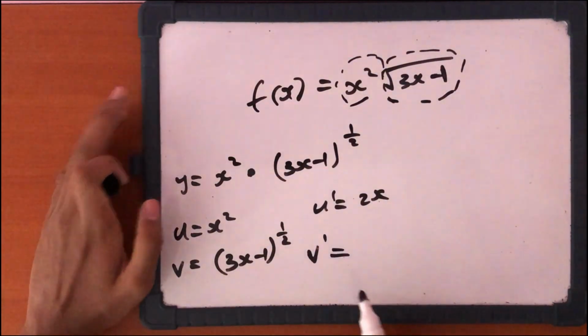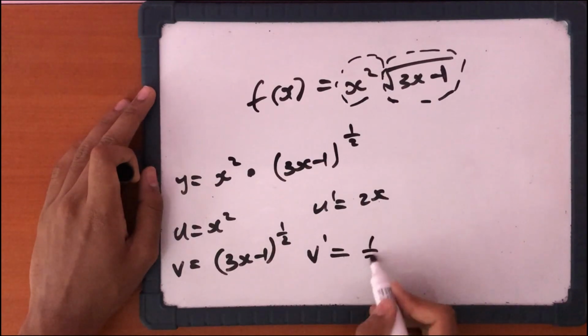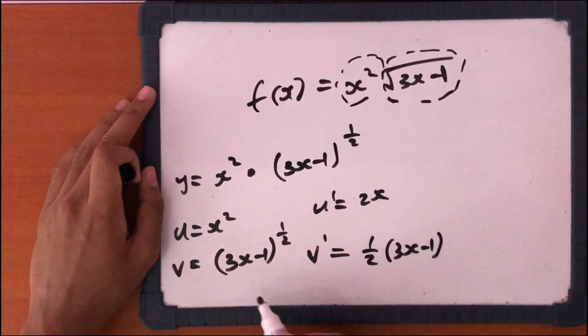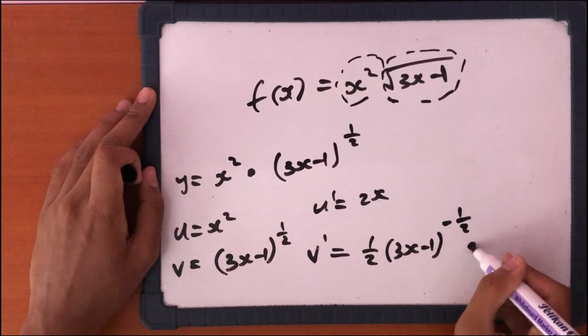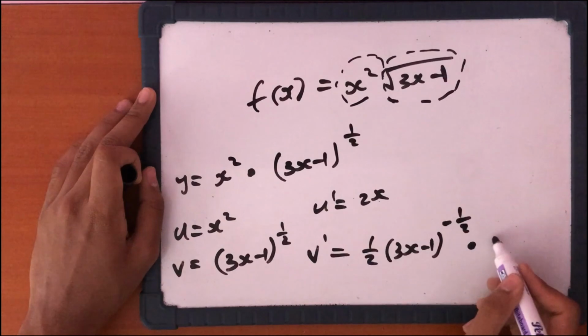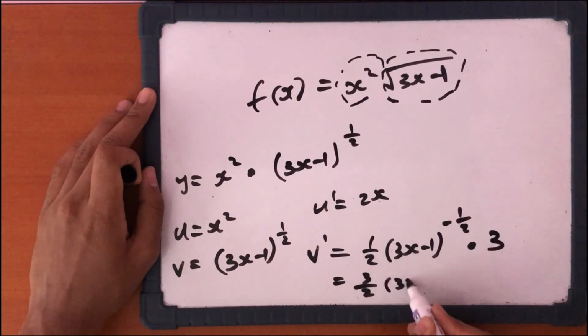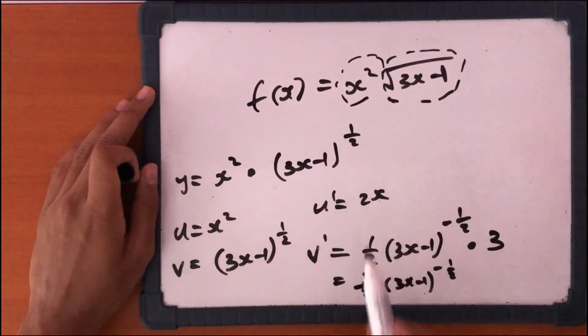So chain rule is very important. You'll see it everywhere. So to differentiate this by chain rule, remember half times the whole inside function, (3x minus 1) all raised to negative half, times the derivative of the inside function, which is 3. So we get 3 over 2, (3x minus 1) to the negative a half. So we have u, v, u prime and v prime.